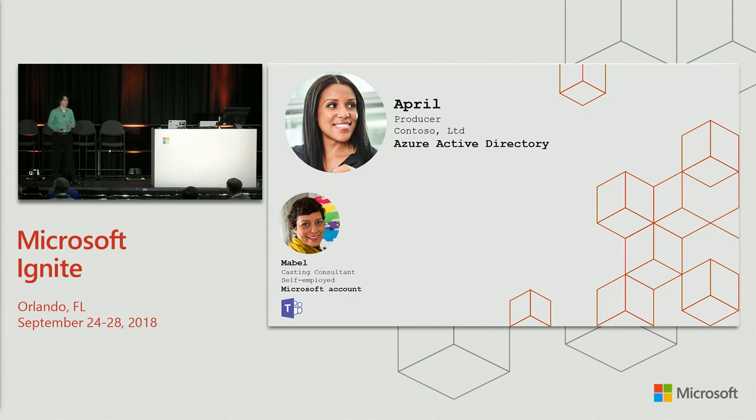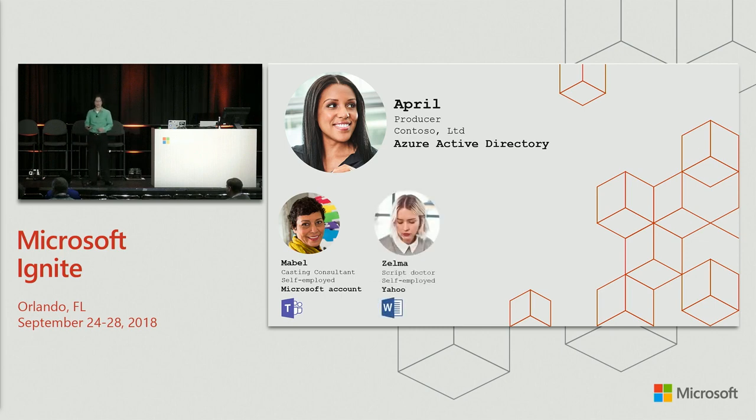First she's going to work with Mabel, who's a casting consultant. Mabel is self-employed and just uses a Microsoft account for her business. But April doesn't need to know that. She's just going to invite Mabel to work with her in Teams like she would anyone else, and they'll both have a seamless experience going through that process. April's then going to invite Zelma, who's a script doctor, to work with her on the script for the movie and make sure that it's got the best possible dialogue and plot and everything else.